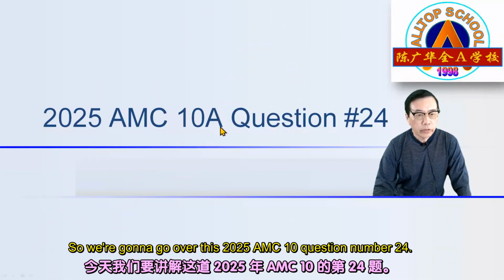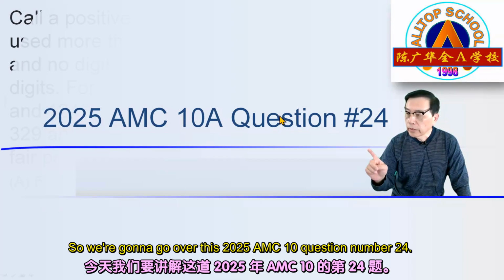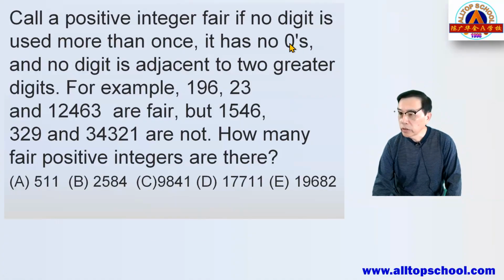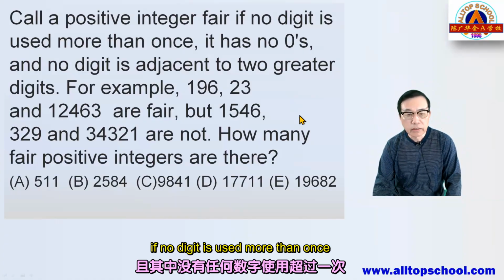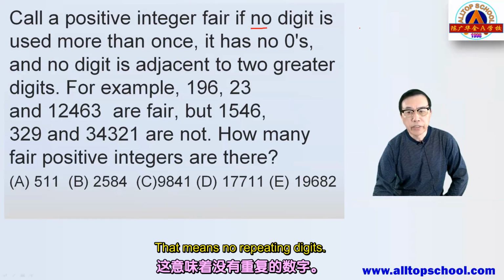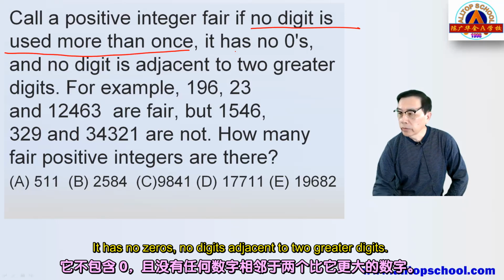Let's go over this 2025 AMC 10 question number 24. Call a positive integer fair if no digit is used more than once. No digit is used more than once, that means no repeating digit. It has no zeros, and no digit is adjacent to two greater digits.